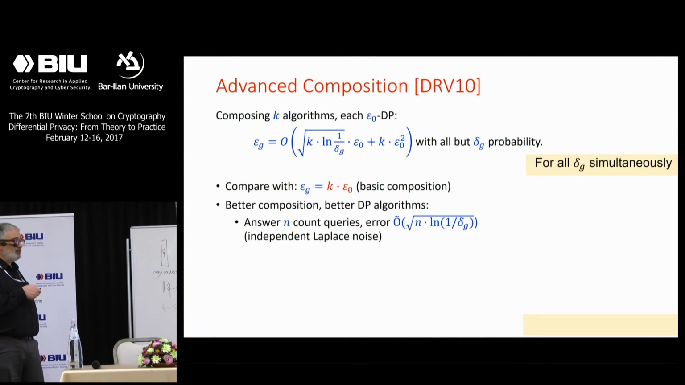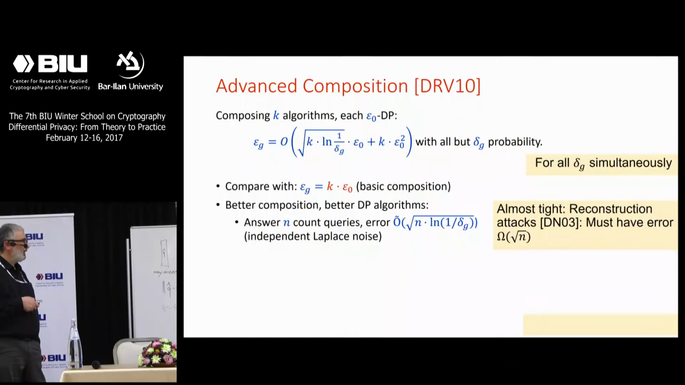And it's important. One example is we spoke about performing count queries. This way, we can answer n count queries with error that grows proportionally to root n, just using independent Laplace noise or Gaussian noise, and this is almost tight when you compare it with the reconstruction attacks that John talked about earlier.